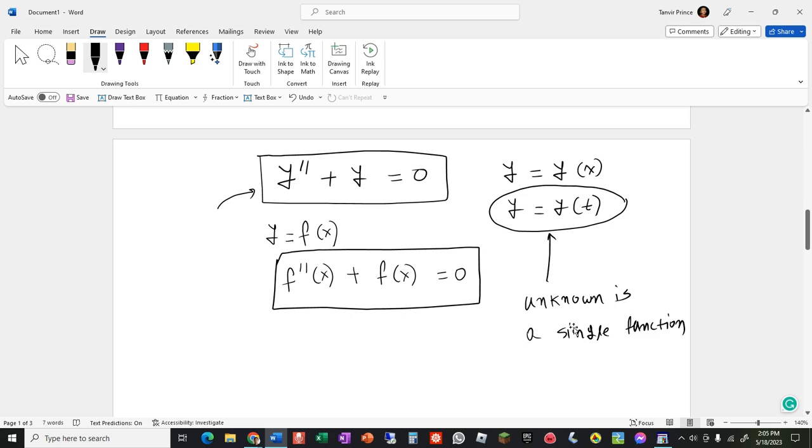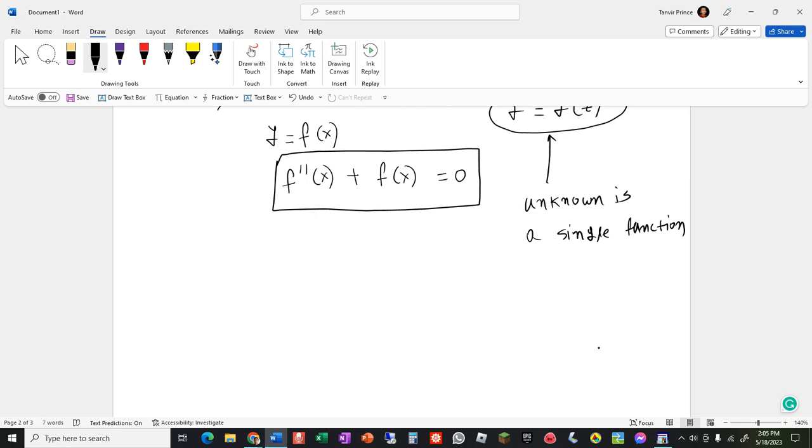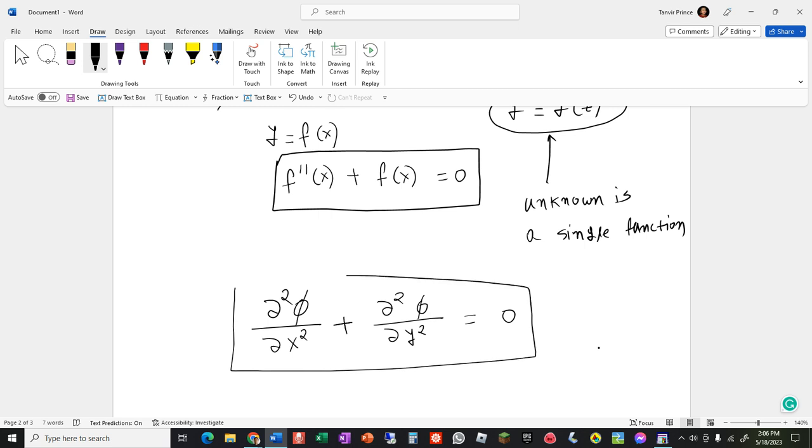But of course, in calculus 3, you learn that there are multivariable functions. In that case, we can have a differential equation where the unknown is a multivariable function. For example, I can ask something like this: the second partial derivative of some function, let's say phi, with respect to x twice, plus the second derivative of this function phi with respect to y twice, will give you 0. That's a differential equation. In this case, my unknown function is phi, and phi is a function of x and y.